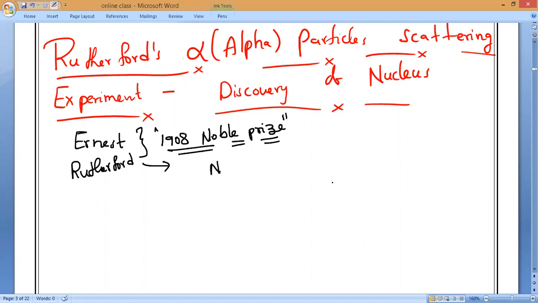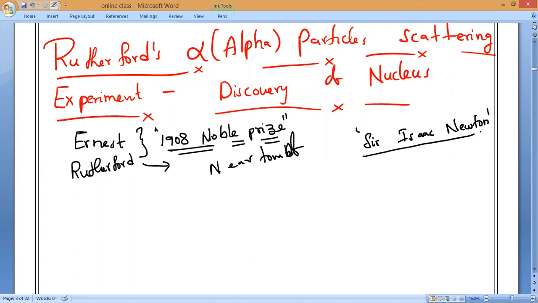And one more speciality of his death: because of his greatest contribution to physics, the concept of the nucleus, he was buried near the tomb of the world's greatest scientist. Who is that? Sir Isaac... Sir Isaac whom, guys? Newton, sir.